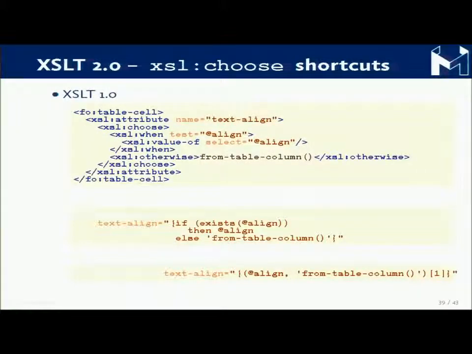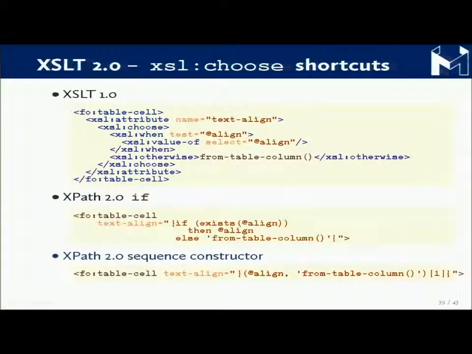Another idiom that is used a lot in XSLT 2.0 is shortcuts for XSL choose. In XSLT 1.0, you have XSL choose. In XPath 2.0, XSLT 2.0, you can put your if then else inside an XPath expression, or what often happens in style sheets these days is you make a sequence constructor and put a predicate at the end just to get the first of those that actually exists.